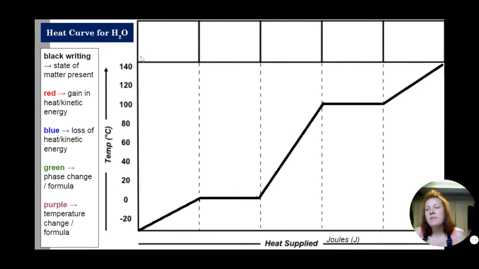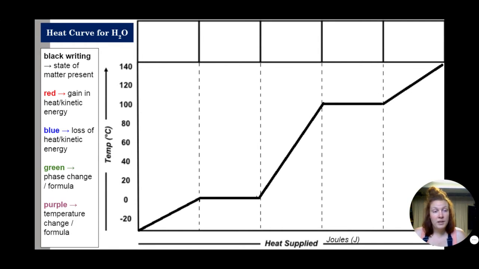Okay, so I have my own little key off to the left-hand side here. We're going to go ahead and draw the heat curve for water. Make sure you label your heat curve for water just so you know what you're looking at. And remember that all heat curves are going to look slightly different, but they will all have two plateaus. You can use the same color coding system as me if you would like. You do not have to.